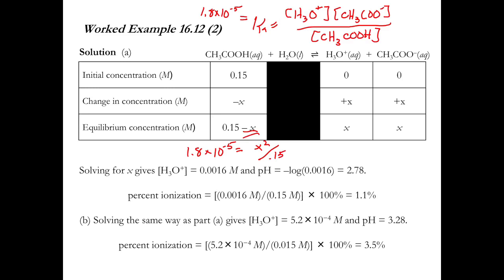So if we solve for x, that should give us 0.0016 molar for our final concentration of H3O plus. If we wanted to solve for the pH, we could take the negative log of that. But what we're interested in is what percentage of the acetic acid ionized or split apart in water. So here is the part of the acetic acid that turned into H3O plus. So that's our H3O plus concentration divided by the starting concentration of acetic acid. And then we multiply by 100% to get our percent ionization, 1.1%.